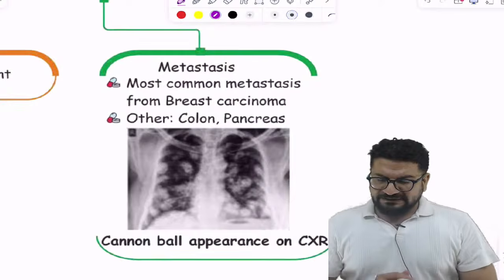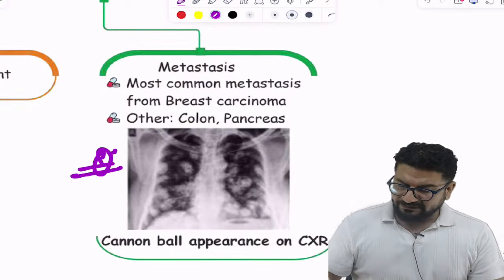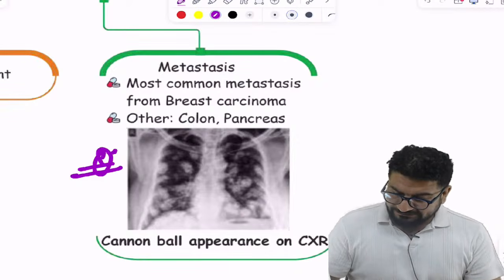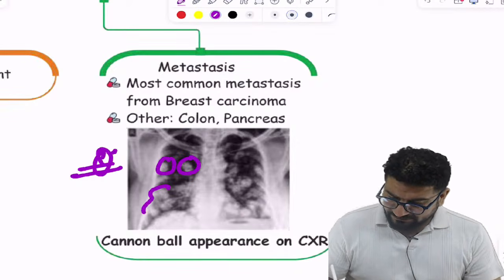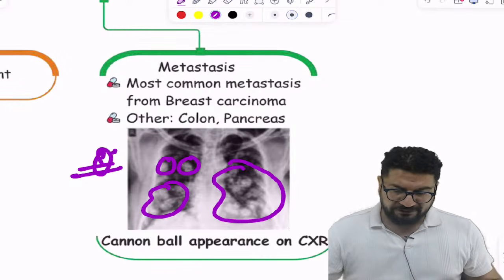Then sometimes many cancers go into the lungs, and when they go into the lungs, they will have a cannonball appearance. On X-ray, you can see these white fluffy opacities. These white fluffy opacities are what we call the cannonball appearance. So ये भी photo एक बार exam में आया हुआ है.